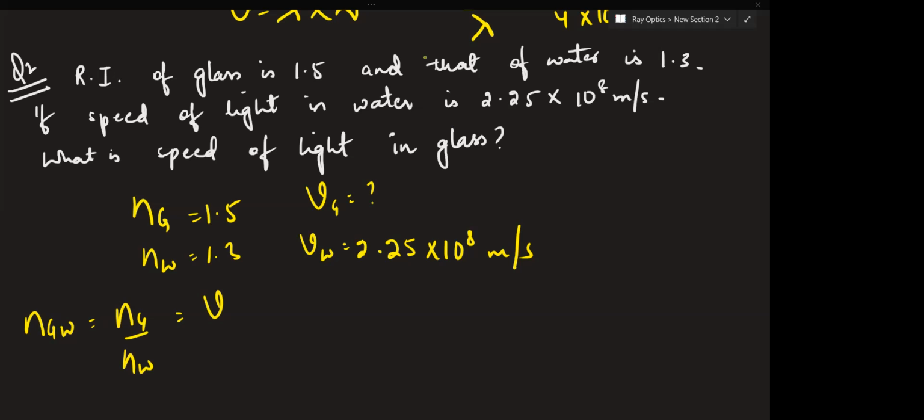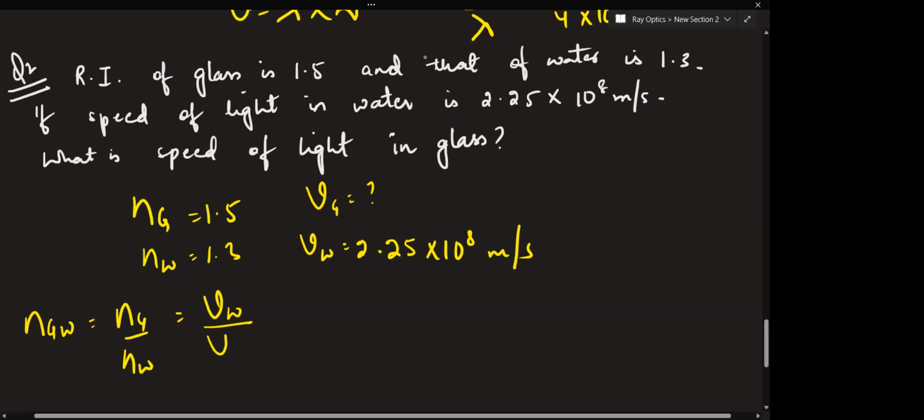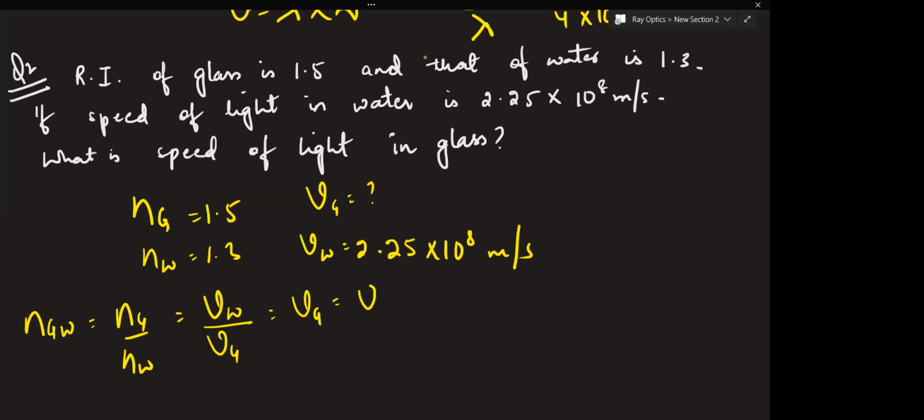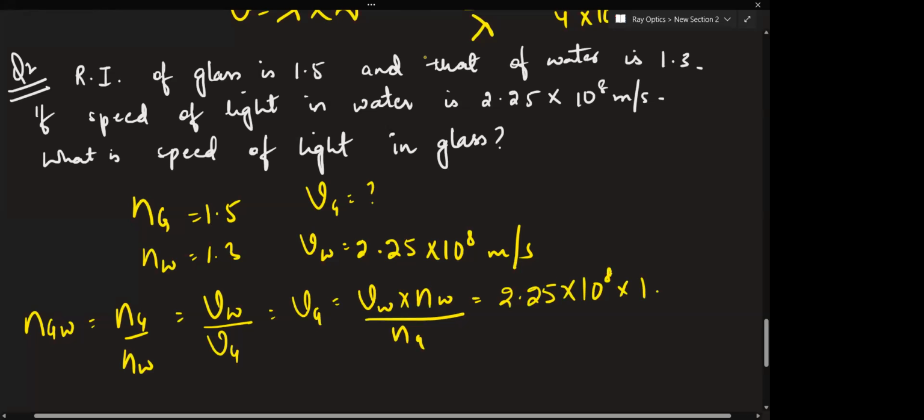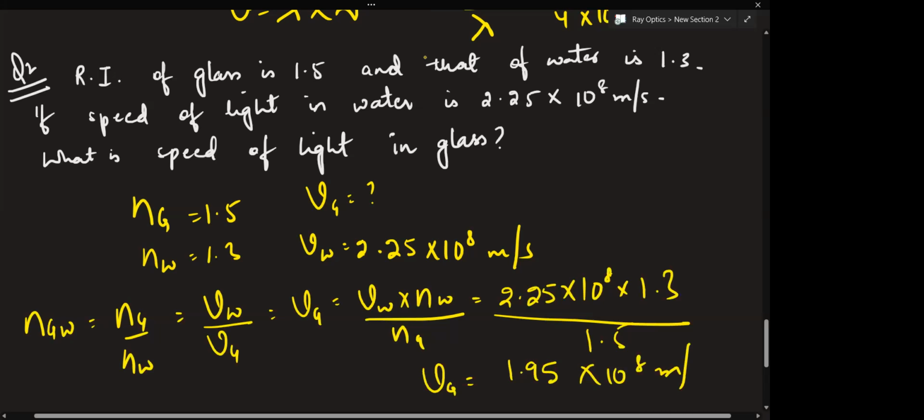This becomes what? This is speed in water divided by speed in glass. Now, what is unknown? This is unknown. Rest of the things are known. So Vg will be equal to what? This will be equal to Vw multiplied by Nw divided by Ng. Vw is 2.25 into 10 to the power 8. Refractive index of water is 1.3 and refractive index of glass is 1.5. So when you solve this, you will get the speed of light in glass as 1.95 into 10 to the power 8 meter per second.